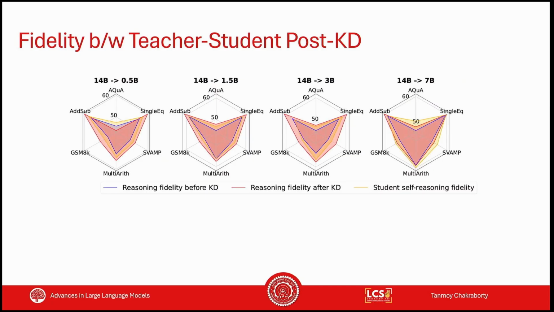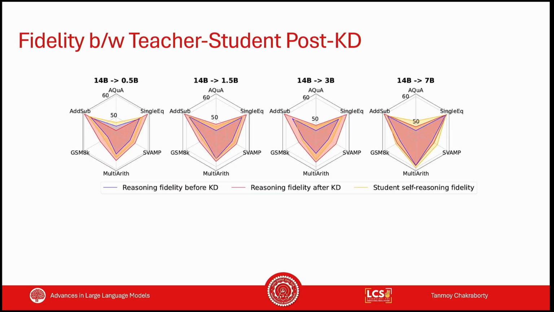Okay, let's now look at two other simple metrics. The first one is called the fidelity, the fidelity between teacher and student. What does it mean? Let's say you give a reasoning task to a teacher model and a student model. The teacher model produces a reasoning trace, and the student model also produces a reasoning trace, right?